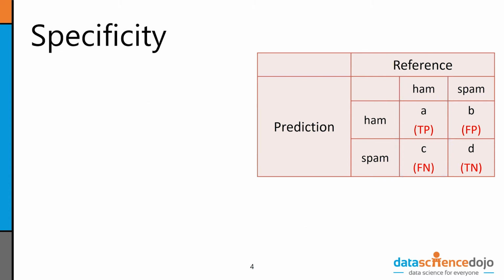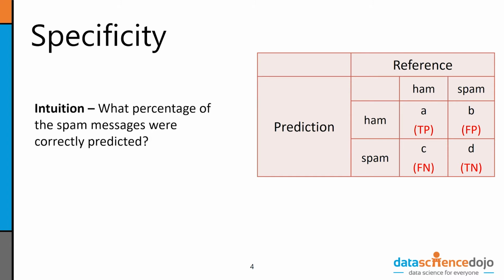Now, surprisingly, if there's a metric for ham, there's also going to be a metric for spam. And in fact, there is. This is called specificity. And the intuition here would be exactly the opposite of what we saw on the previous slide. What percentage of the spam messages were correctly predicted?